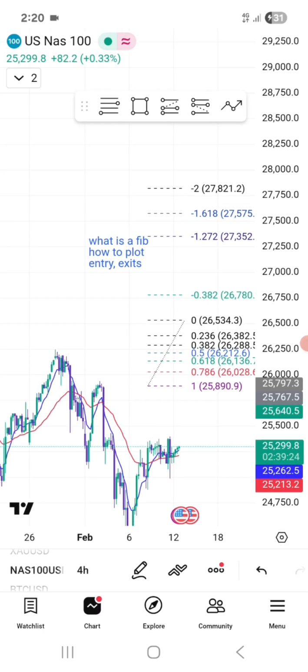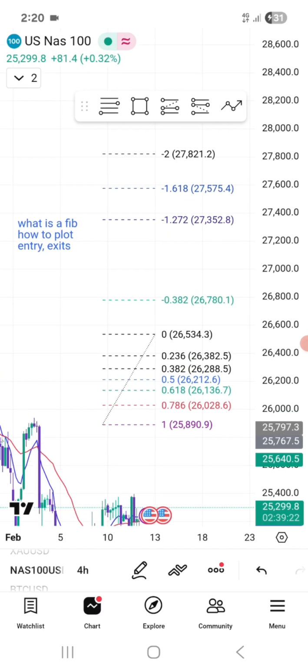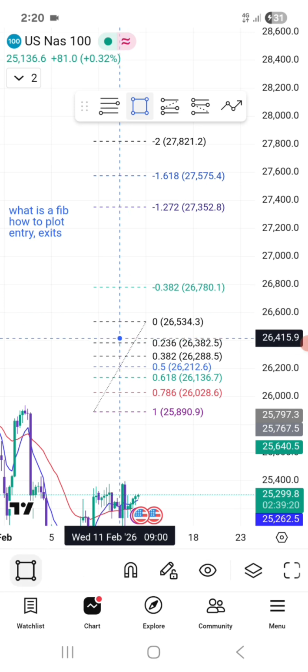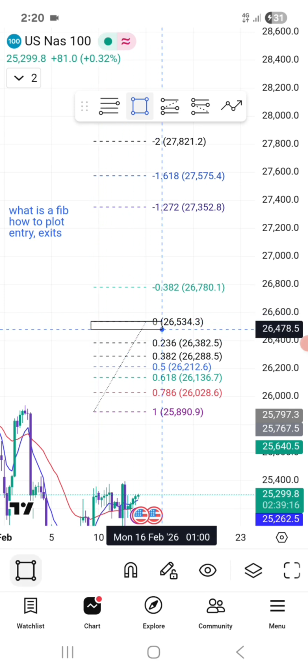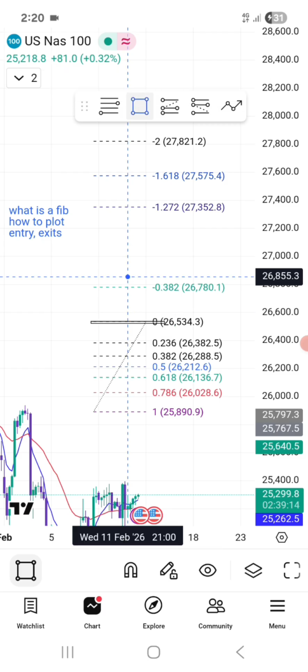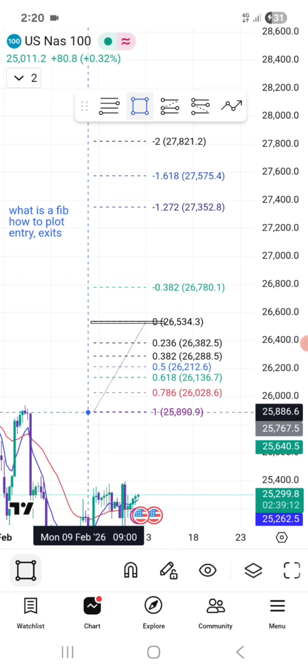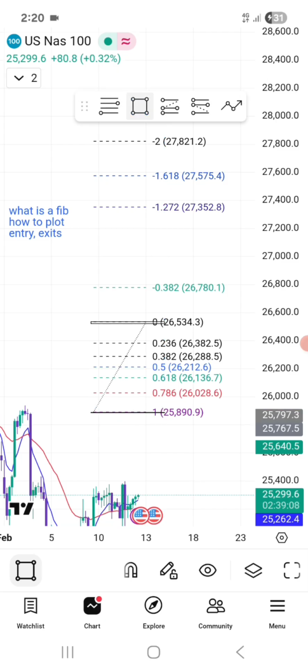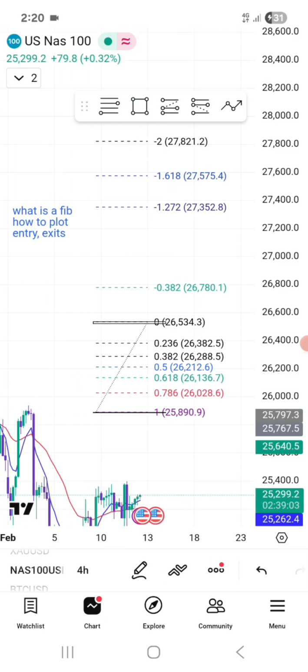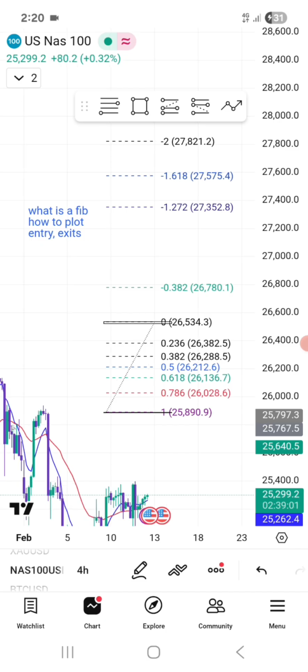So these are my settings. As you can see here, this one is level 100. The 0 to 100 runs between the swing high point and the swing low. You can use it whenever we like.